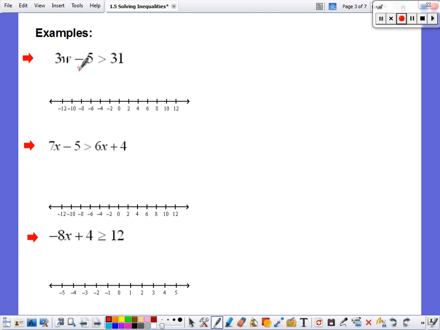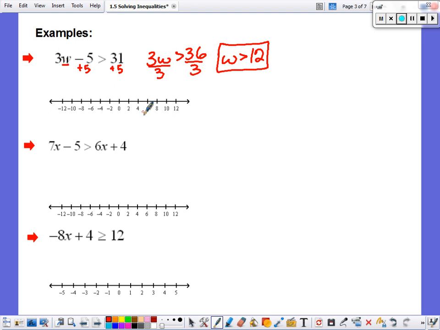What we're going to do is go ahead and get w by itself. That's my goal. So I'm going to add 5. Do it to one side, you've got to do it to the other. So no need to flip anything yet. I haven't multiplied by any negatives. Here I'm dividing by a 3. So once again, I'm not dividing by a negative or anything. So I have w is greater than 12. There's my algebraic answer. Now they want us to graph this.